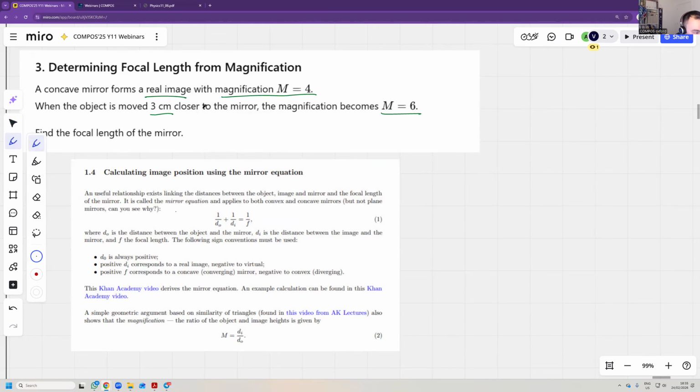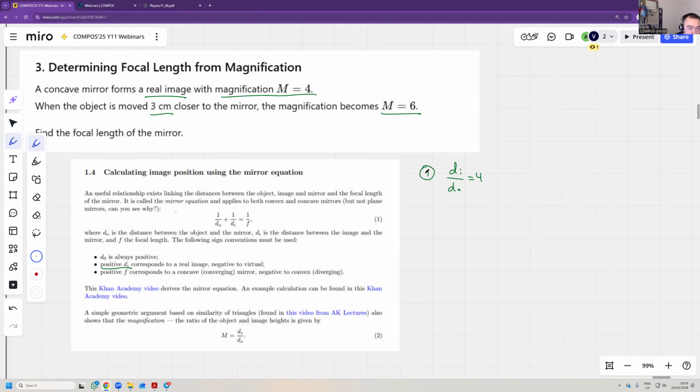So the real image, real means positive. DI is positive for a real image, and negative for a virtual one. Lovely. So in the first instance, we have magnification 4. So DI over DO is 4.